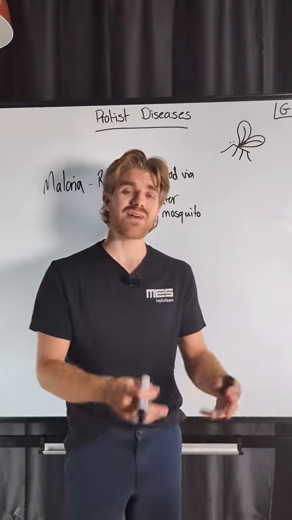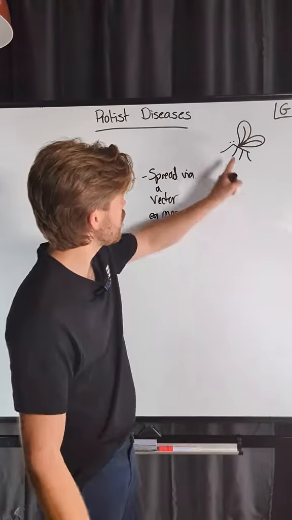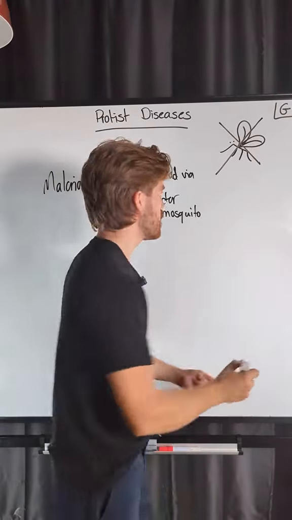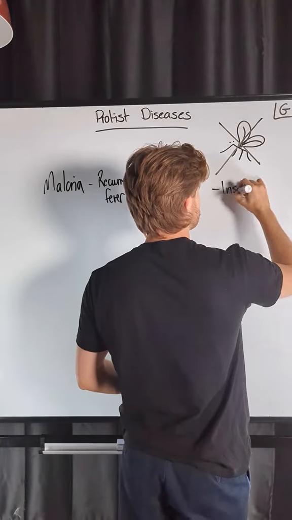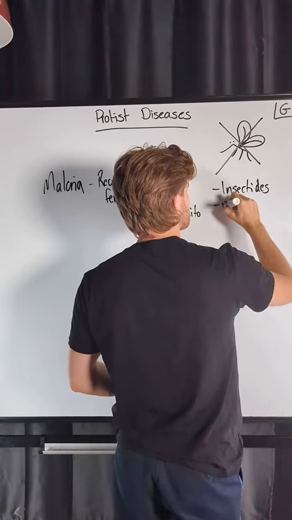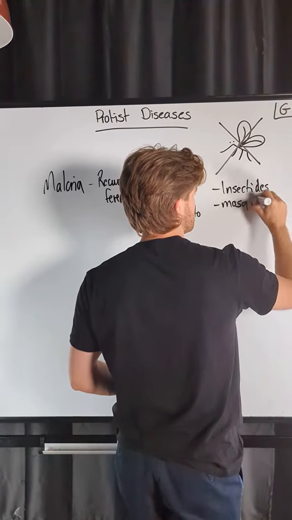So how could we prevent the spread of malaria? Well, if we stop the mosquito, we stop the spread of malaria. So using things like insecticides, using mosquito nets as well.